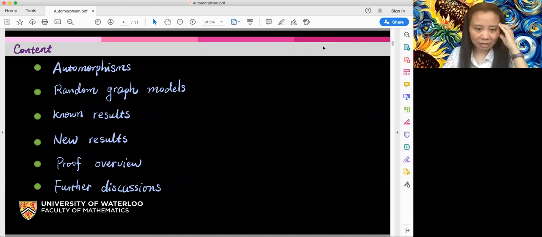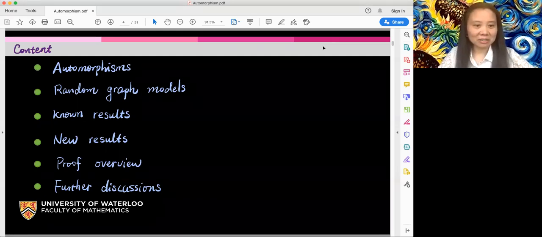So here's a brief outline. I'm going to introduce automorphisms. They're not isomorphisms, but they are close enough to be in the morphism group. And then I'm going to talk about the random graph models we are going to use today, introduce some known results and also what's new, and a brief overview of the proof techniques. And in the end, I will talk a little bit about future work or further discussions.